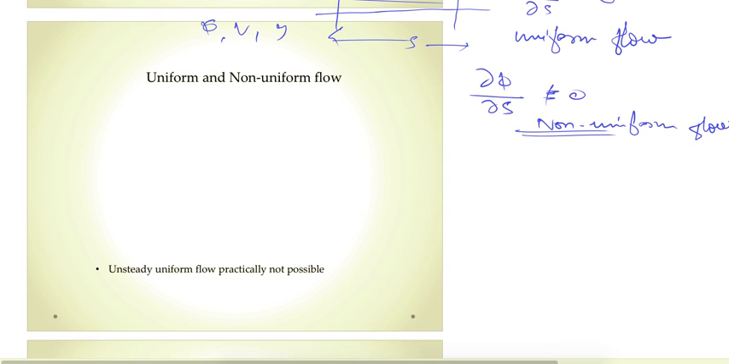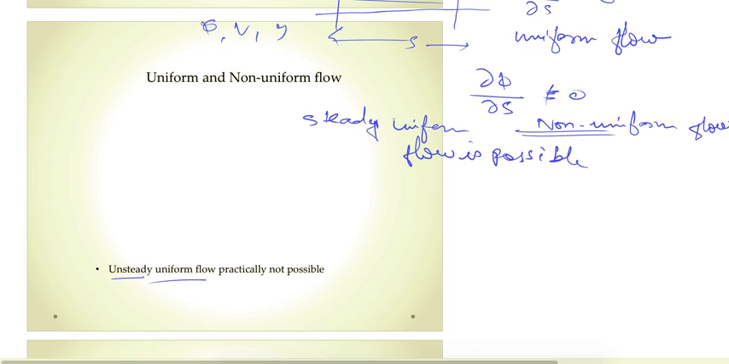Here one thing to notice is that only steady uniform flow is possible in nature. Unsteady uniform flow is practically not possible. So what we are saying is, if at a certain time instant t1 the flow is q1 and here also it is q1 at t1, and the time changes to t2 and the flow changes to q2, this is not possible in nature.